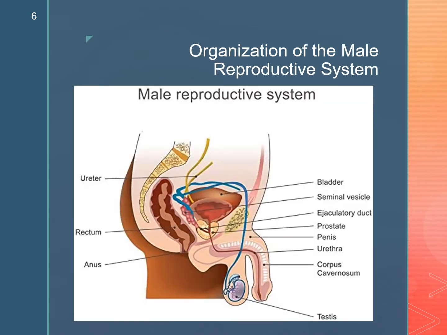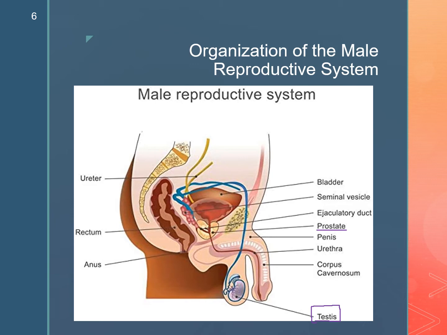Here we can see an overview of the organization of the male reproductive system. And down here at the very bottom, we talked about essential organs, and those essential organs are the testes. They're shown right there. And then everything else is considered accessory organs. A couple that I would like to point out, the prostate here is going to contribute to seminal fluid, as well as a couple small glands that are located near the prostate called the Cowper's glands or bulbourethral glands.